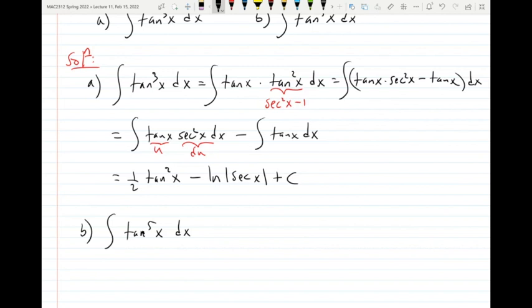So this is a typical technique when you're doing integrals. But maybe you cannot solve it in one shot, but you make it simpler. And then you continue doing this until eventually you are done.